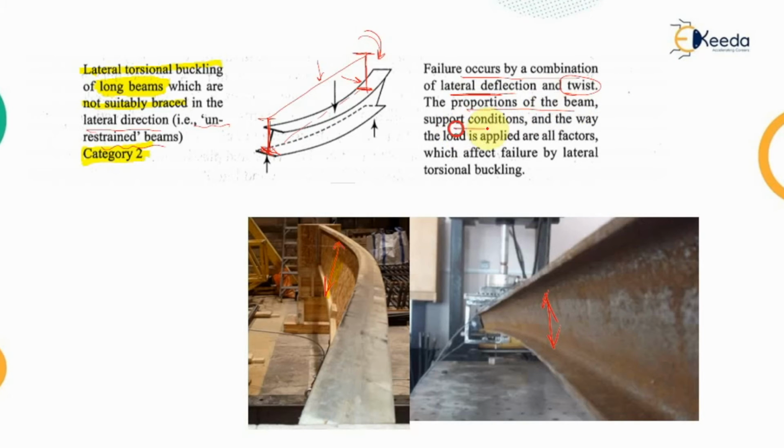The proportions of the beam, support condition, and the way the load is applied are all the factors which affect the failure by lateral torsional buckling, because for different end conditions, there will be different amounts of bending moment generated, and because of that, the buckling will occur. Now, this is an example of an actual image of lateral torsional buckling. You can see that this beam is being shifted in the lateral direction, as well as there is some twisting movement in the beam. This type of failure is known as lateral torsional buckling, which falls under category 2 of the failure of the hot rolled beams.